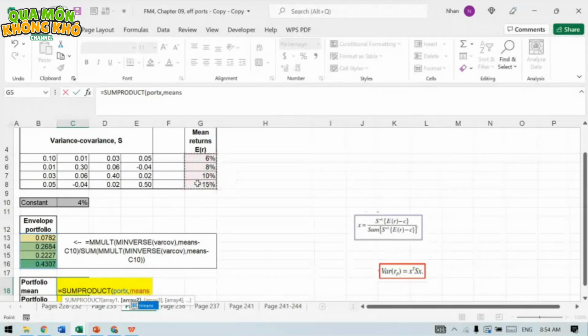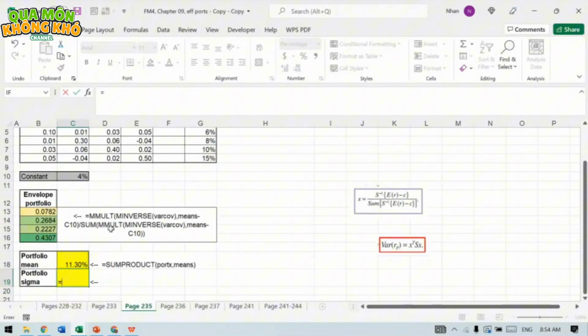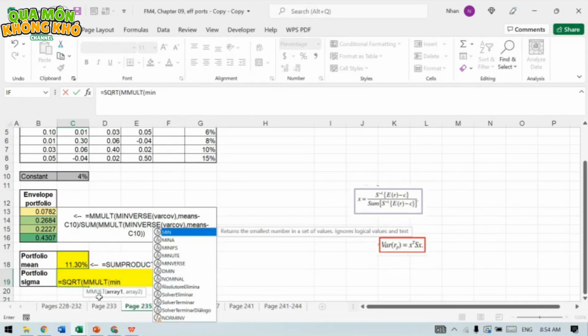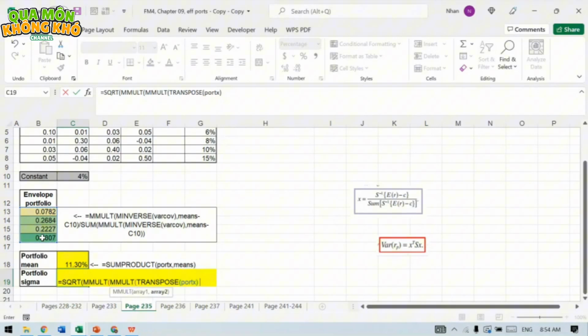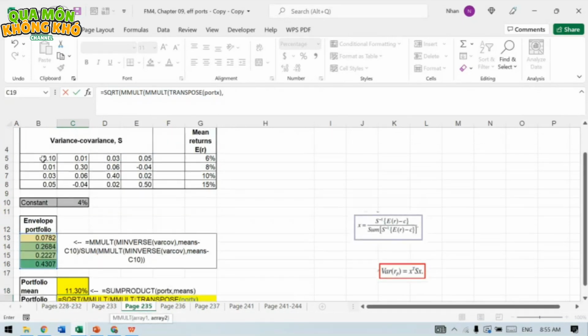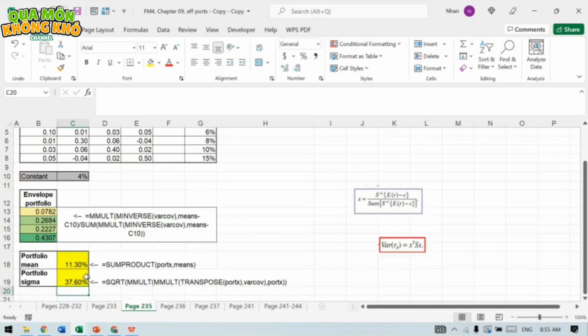And the standard deviation equals the square root of the transpose of the portfolio, the variance covariance, and then the portfolio. I have it here.